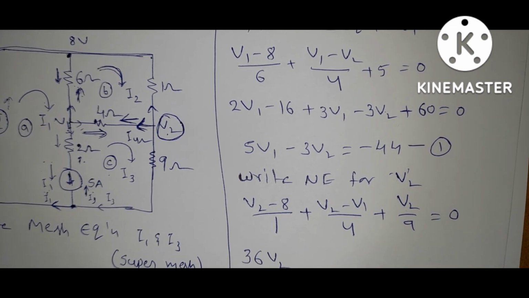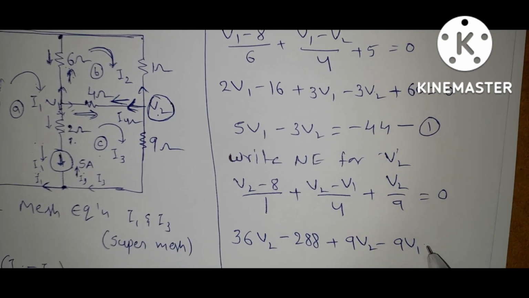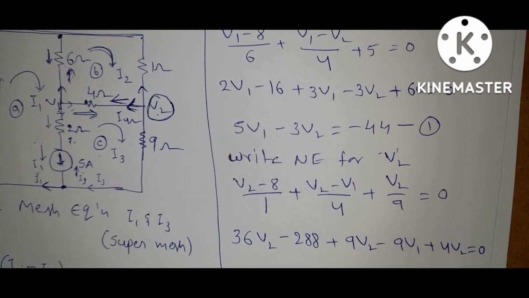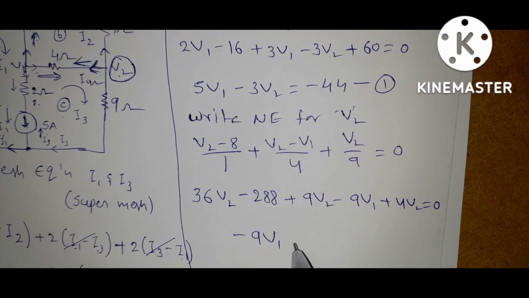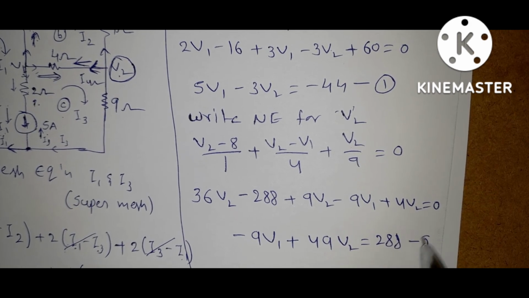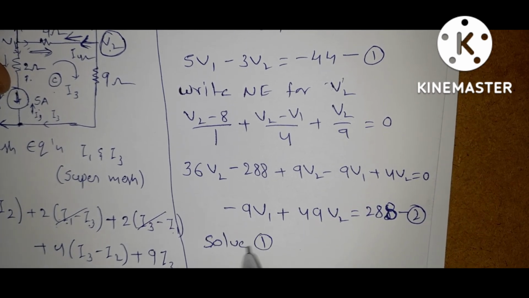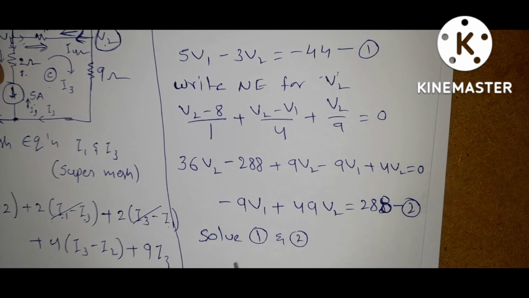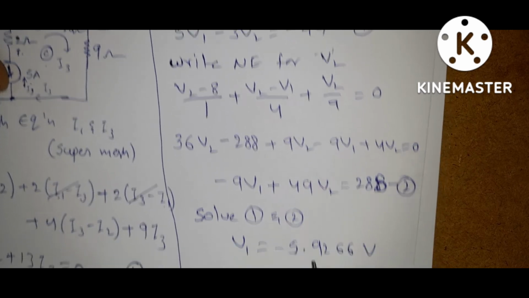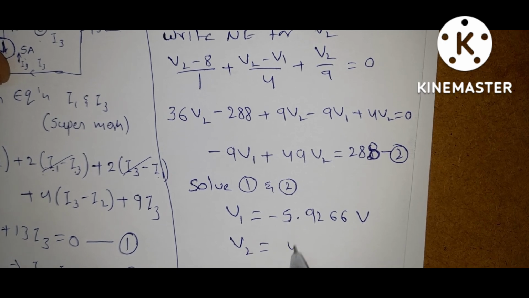This is 36 V2 minus 288 plus 9 V2 minus 9 V1 plus 4 V2 is equal to 0. Minus 9 V1 plus 49 V2 is equal to 288. Let it be equation 2. Solve 1 and 2. We get V1 is equal to minus 5.9266 volts and V2 is equal to 4.7889 volts.